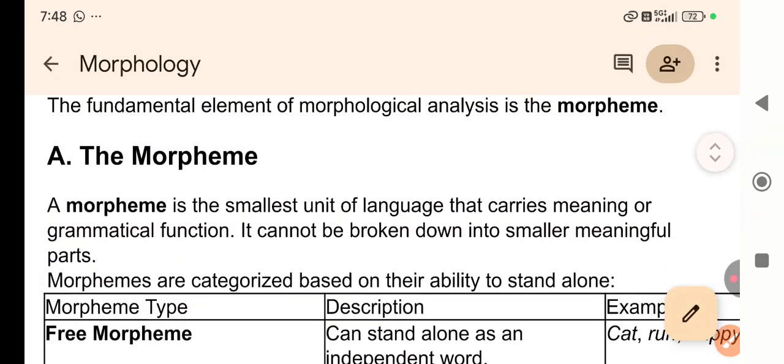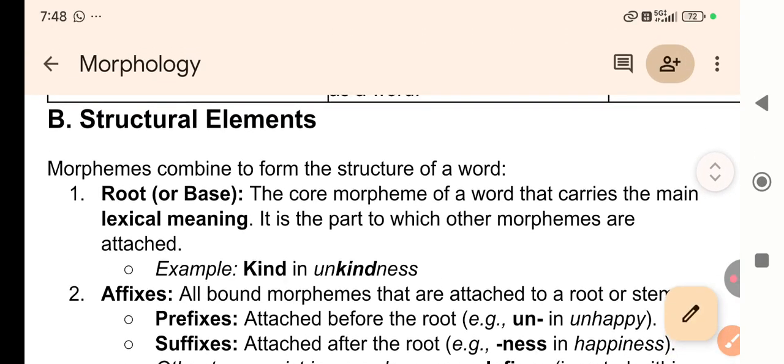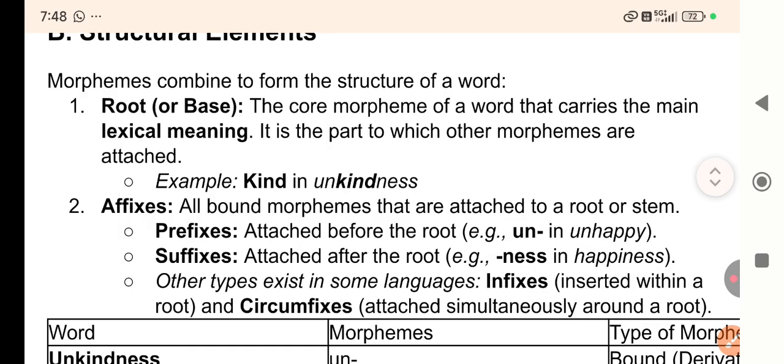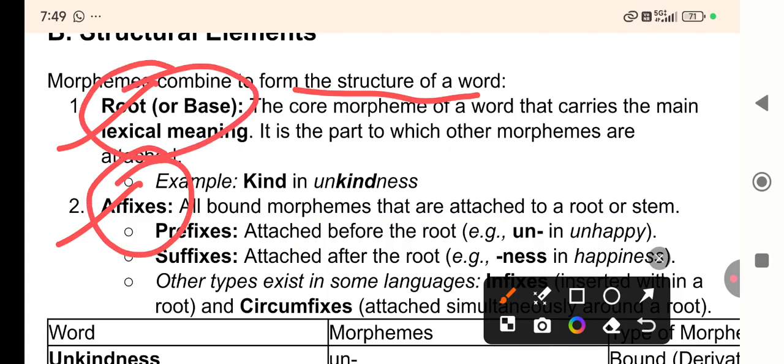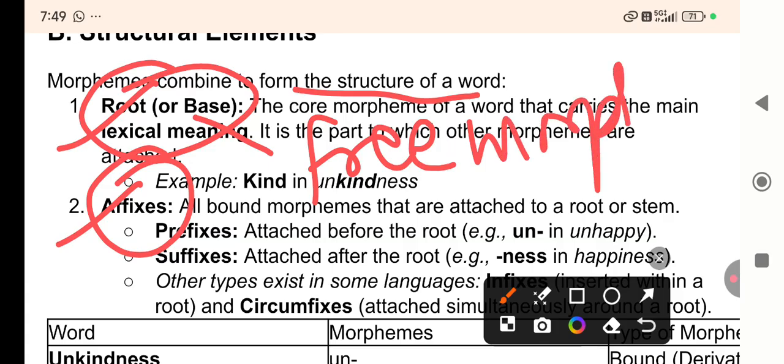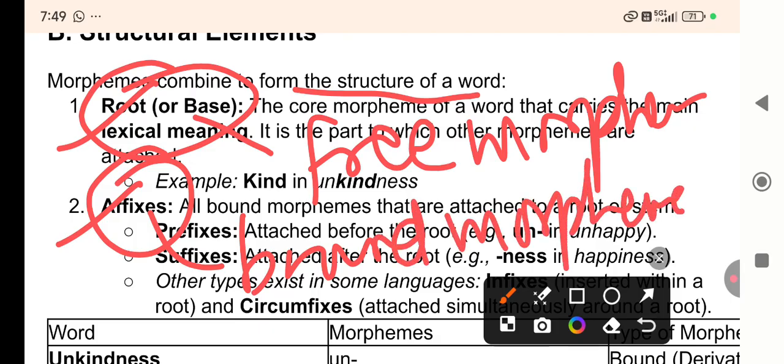Number one is the category of morphemes, and number two is the structural elements. Morphemes combine to form the structure of a word. How? Bound morphemes and free morphemes combine together to form the structure of a word, and then they make a new word. Root and affixes combine to make the word. Free morphemes are those that can stand alone, and bound morphemes are those that cannot stand alone. So this is the difference.